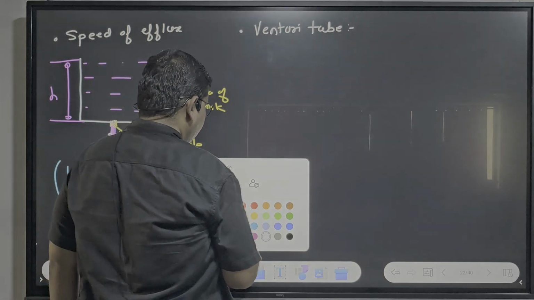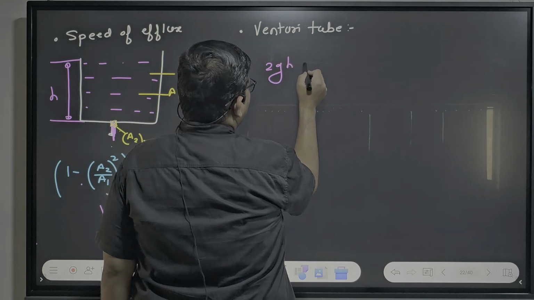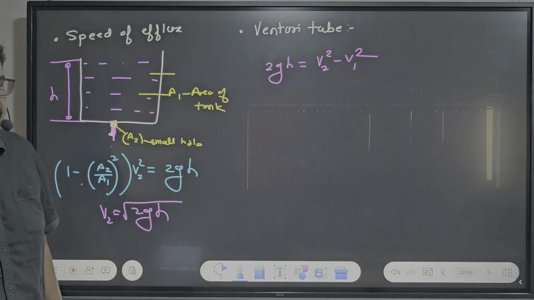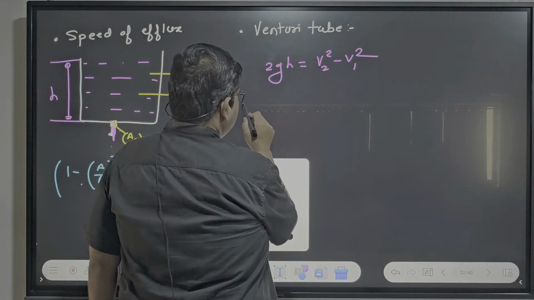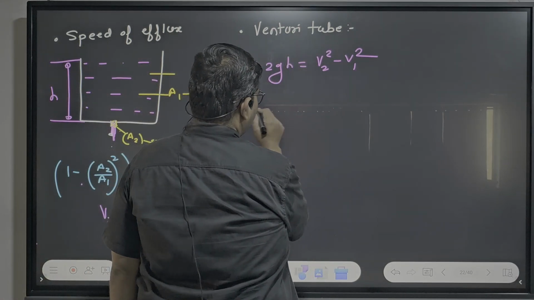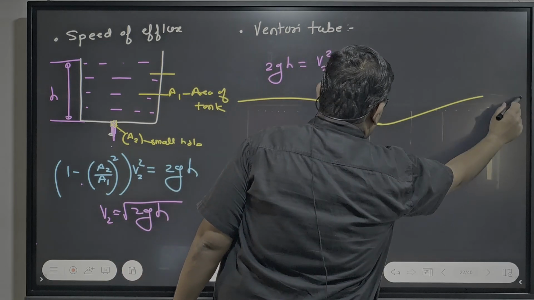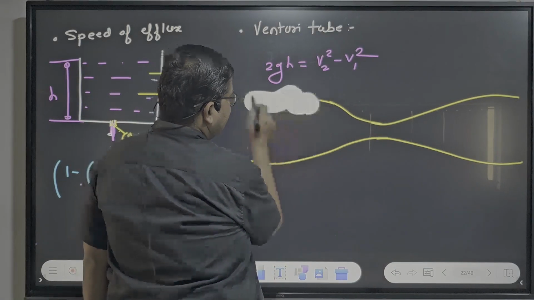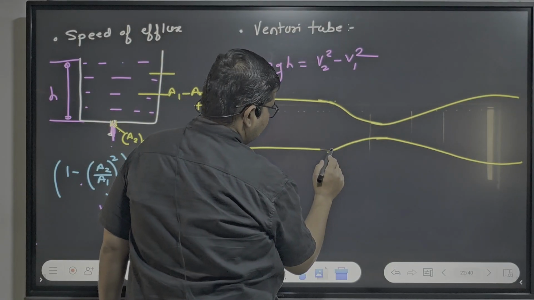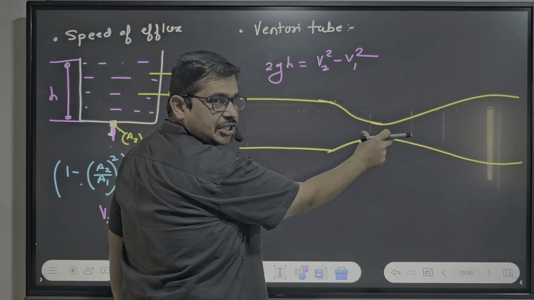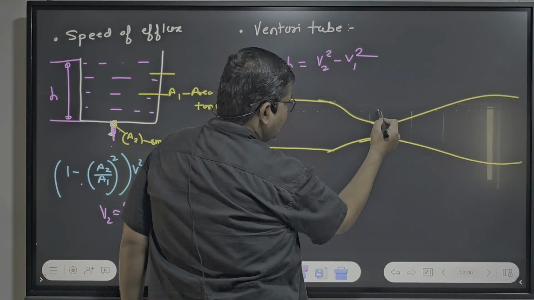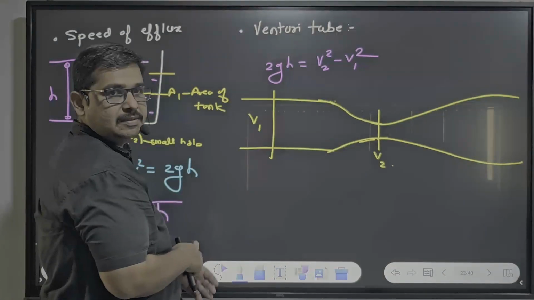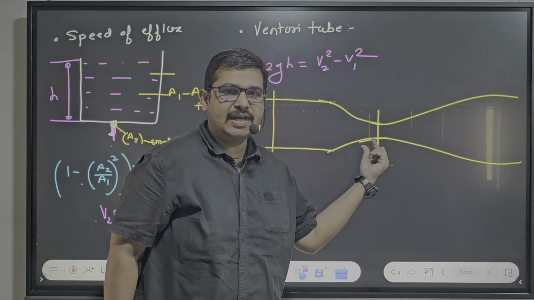What is the equation for the Venturi tube? That is 2GH is equal to V2 square minus V1 square. Venturi, do you remember? This is like this. This is a convergent section, this one is called the throat section, and this one is a divergent section. So here is V2, here the speed is V1. At the throat section what happened?